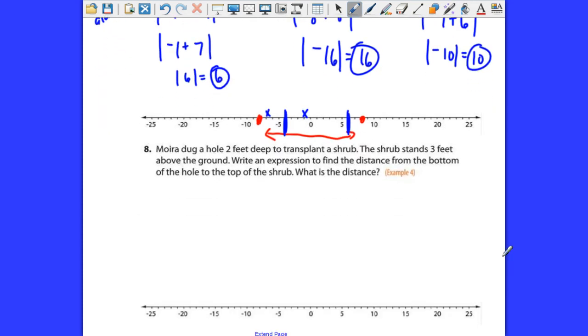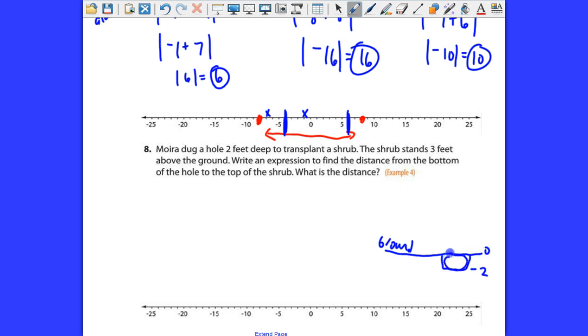Let's wrap this up here with Mora dug a hole 2 feet deep to transplant a shrub. The shrub stands 3 feet above the ground. Write an expression to find the distance from the bottom of the hole to the shrub. What's the distance? Let's draw a picture. Whenever we can draw a picture to represent what's happening here. Would you draw that? That represents the ground. I'll be looking for this when I check your notes. Put a little area that represents a hole and put a negative 2. That means 2 feet below the ground. Ground level is 0.